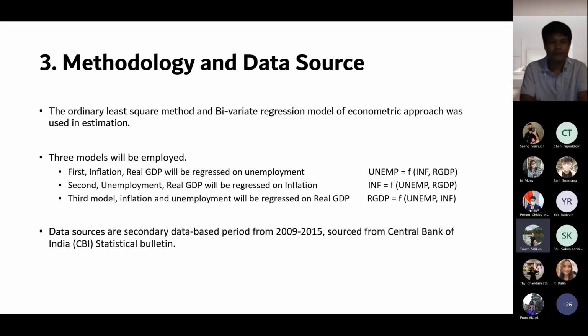About the data source, they use a secondary database covering the period from 2009 to 2015. The sources are the Central Bank of India Statistical Bulletin, from which they get data on real GDP production and the consumer price index for inflation, and the Ministry of Labor and Employment for unemployment rates. So that's it for the third part, and let's move on to the next one.